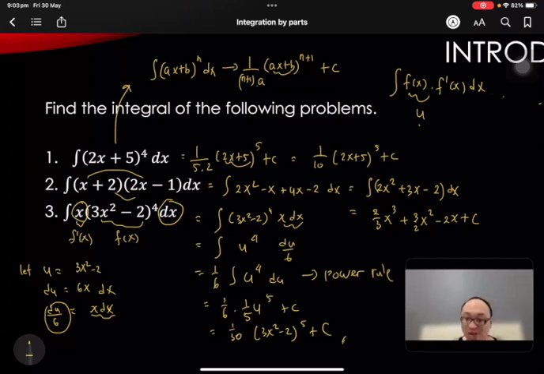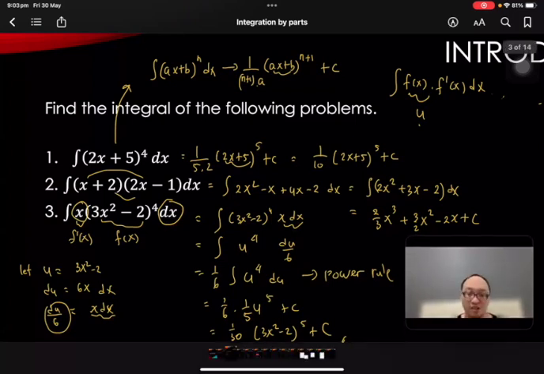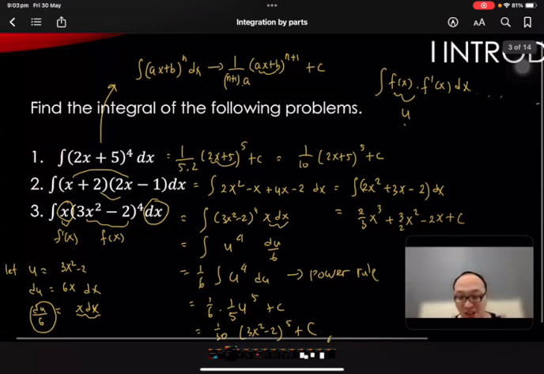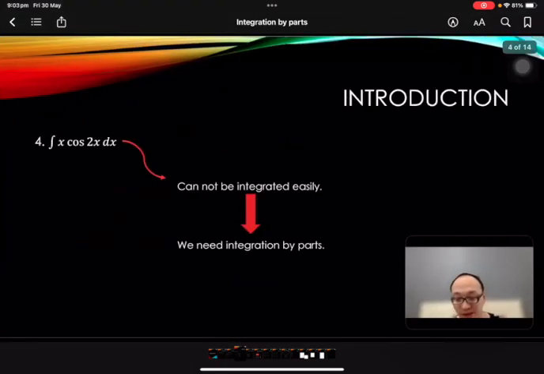So this is the answer for questions number 1, 2, and 3. These 3 example questions are still easy to integrate. Now let's see number 4.